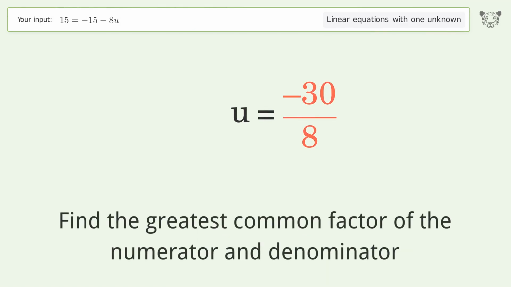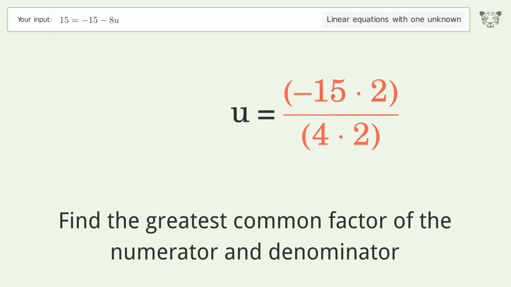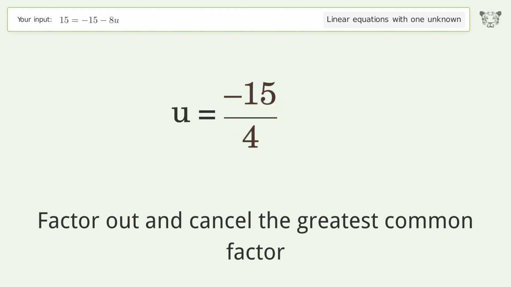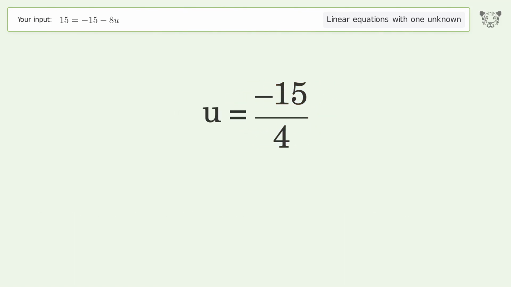Find the greatest common factor of the numerator and denominator. Factor out and cancel the greatest common factor. And so the final result is u equals -15/4.